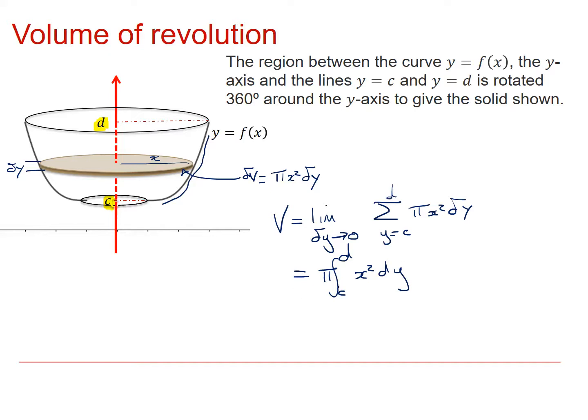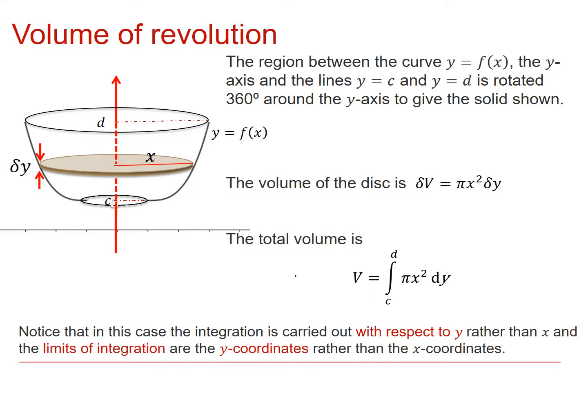Now notice that the integration is with respect to y rather than with respect to x, and this is an x squared in here. Our previous one with rotation about the x-axis had y squared dx, and all that's happened is we've just switched the two over. That's that working tidied up for you just so you can read it more easily. There's the volume of the element, the disk, and there's the integral for the whole thing.